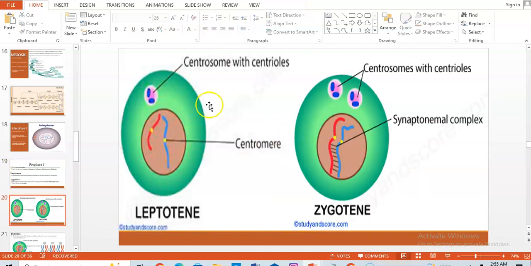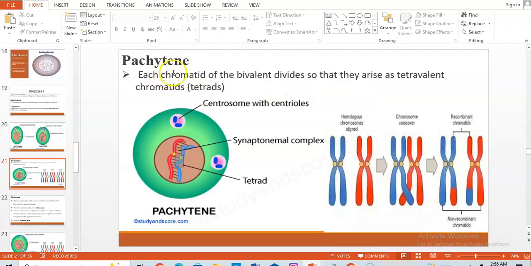Look at what I mean here. This is leptotene, and you can see the cell not yet distinct. The bivalent chromatids are not yet distinct. You can see the nuclear membrane, and the centriole still exists there. Then you can see at zygotene that the chromosomes that are similar, homologous chromosomes, come to line side by side. So that's it. Now let's go into the next stage.